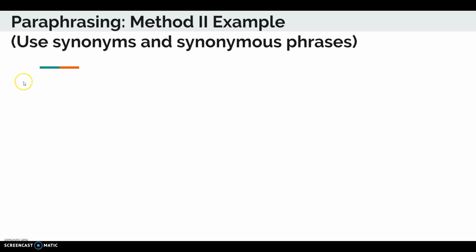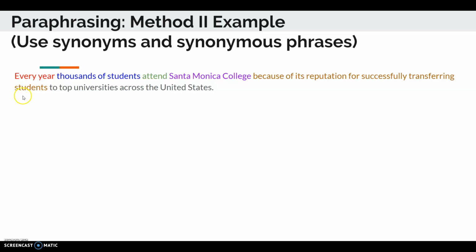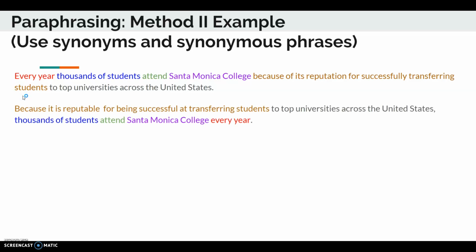The last step is to use synonyms and synonymous phrases throughout our paraphrase. So again, here's our original. This is our paraphrase after we've changed sentence structure and used different word forms. And now we can choose some of the words in here to find synonyms or synonymous phrases. So we can change top universities to highly ranked. We can change across to all over, attend to enroll at, and every year to annually.